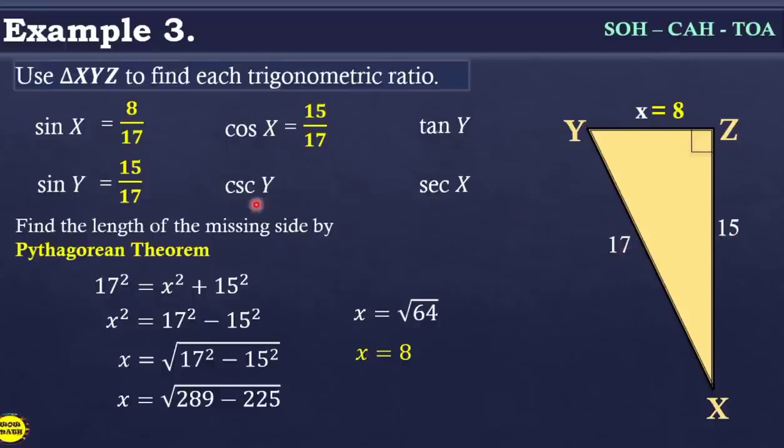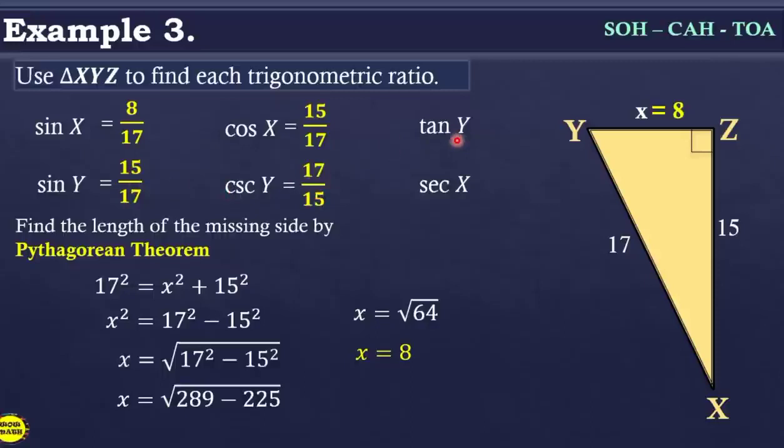And then for cosecant y, so this is your y. Cosecant is the reciprocal of your sine. Okay? So, kung reciprocal siya ni sine, given na yun. So, even without looking at the figure, makukuha natin siya kasi nakuha na natin kanina si sine y. Pareho naman yung angle, y din to. Cosecant is the reciprocal of sine. So, kunin natin inverse. So, that is 17 over 15.